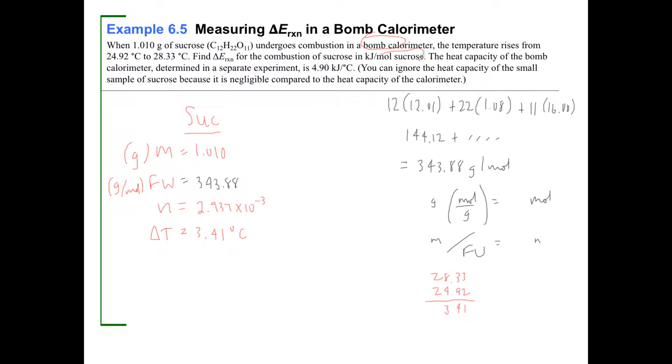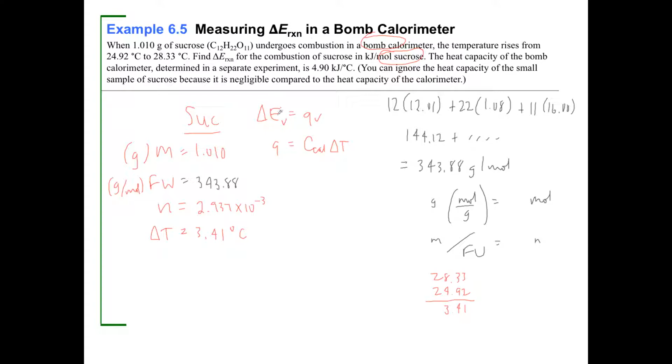per mole. So I'm glad we did the moles right there because it's right there. Find the change in internal energy for the combustion. All right, so we know this, that since it's a bomb calorimeter, the change in internal energy at constant volume is equal to Q at constant volume. Agreed? And Q is equal to the heat capacity of the calorimeter times delta T, right?